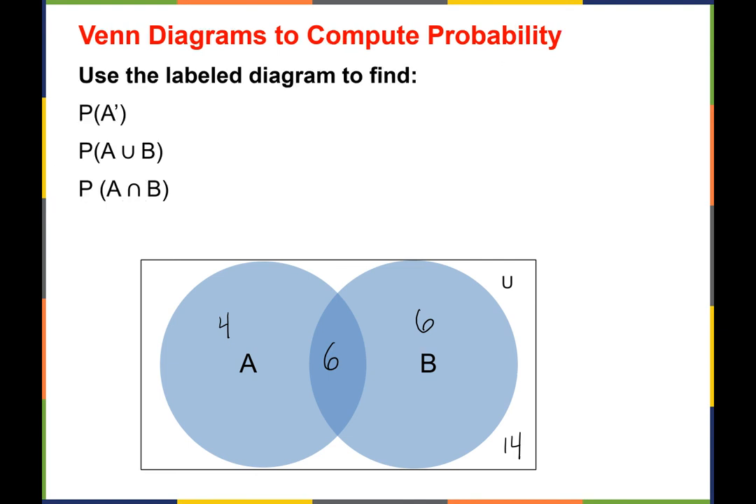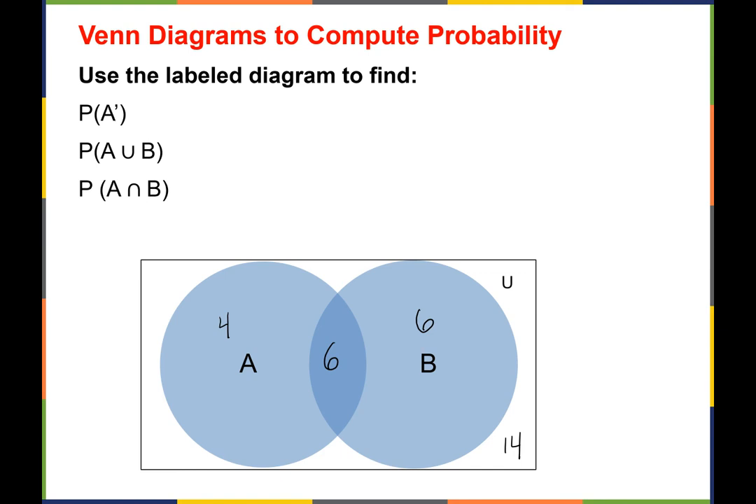All right, let's go ahead and use the Venn diagram to find these probabilities: the probability of not A, the probability of A union B, and the probability of A intersect B. Again, I want you to pause the video right now and see if you can figure out these probabilities.